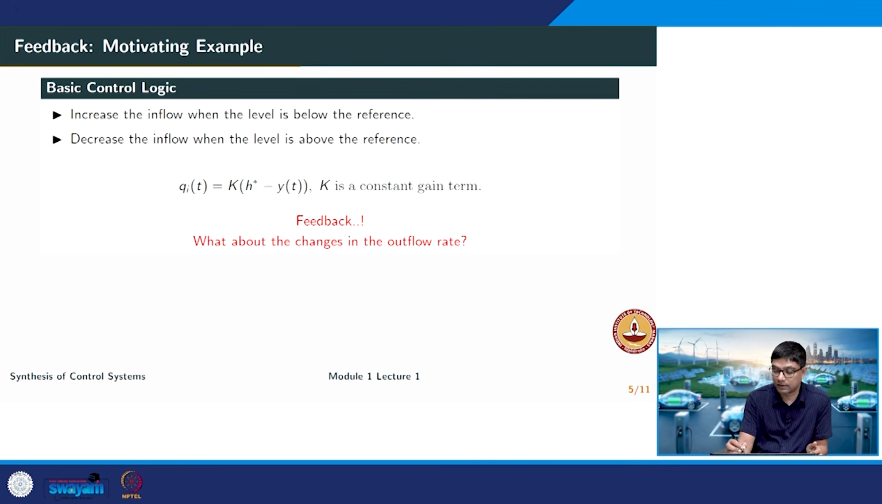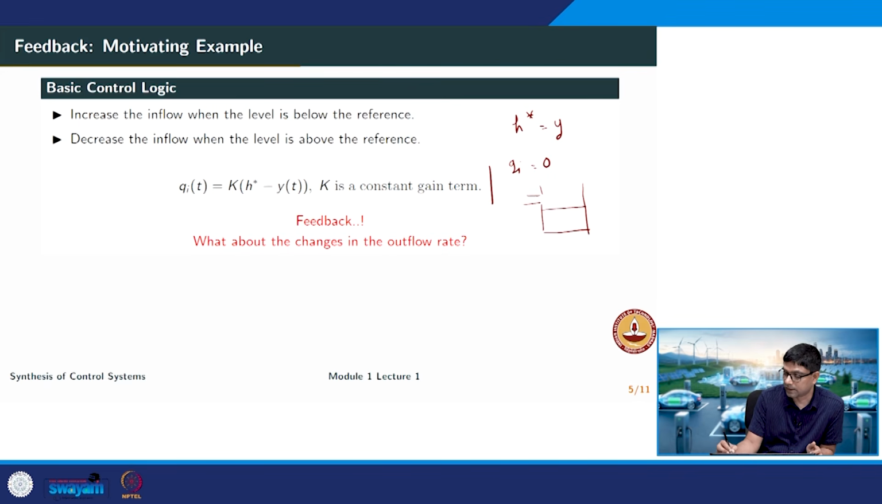Here, what it means is that if H star equals Y, then Qi is 0, which means I have this tank which I am filling till here. So, this is some arbitrary Y, and I have H star, which is my desired level. I would say there is a difference between H star and Y, so just open the valve and let water flow in. But I am not yet accounting for the outflow rate.